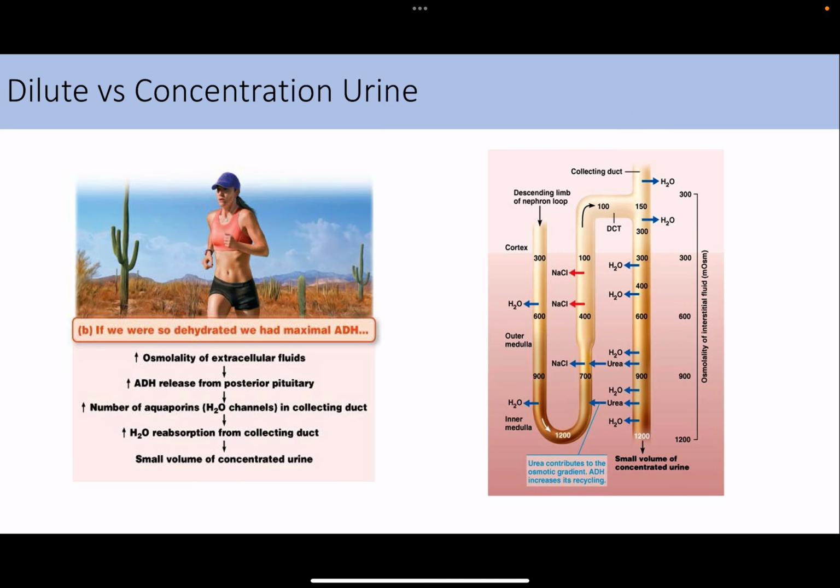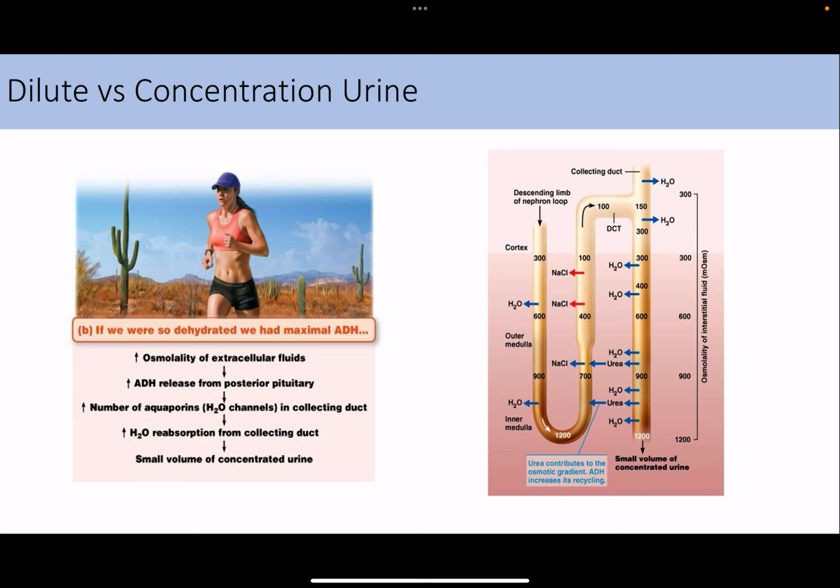Okay, so dilute versus concentrated urine. This is that countercurrent multiplication that we talked about before that I said we're not going to cover. It just gives you a visual of what's happening here. So if you are so dehydrated that you have the maximal amount of ADH being released, this is kind of the flow chart of what's going to happen.